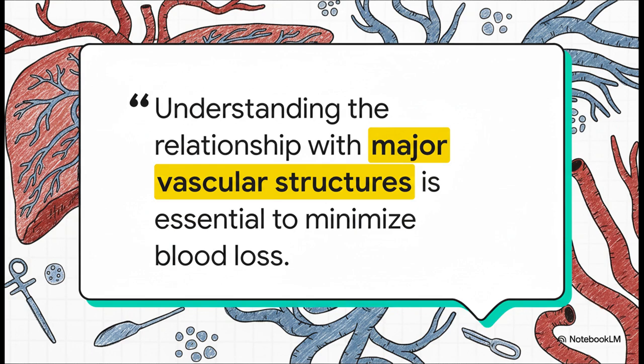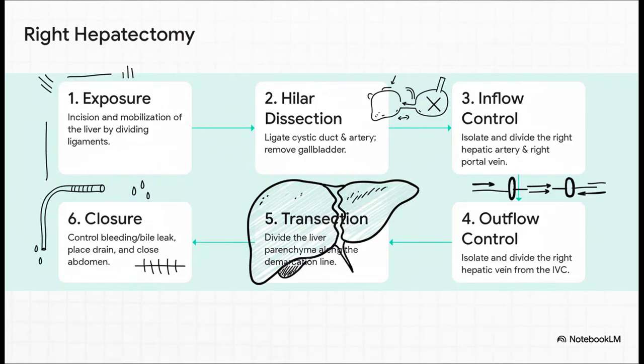It all comes down to controlling the major blood vessels. That's the key to a safe and successful operation. Yes, that is the flow, that is the rhythm of a hepatectomy. You start with exposure, get the liver mobilized, then you control the inflow at the hilum, that's the artery and portal vein. Next, you control the outflow, the hepatic vein. And only after you have total vascular control do you actually start dividing the liver itself. Finally, you make sure everything is dry and you close.